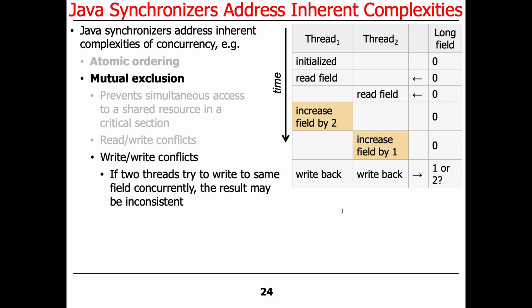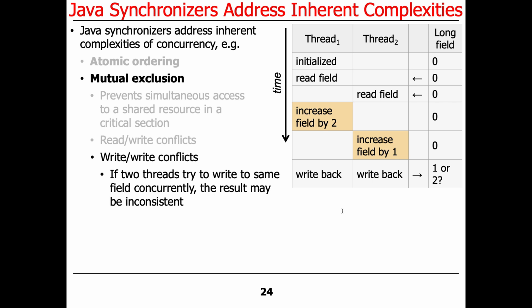There's another example, which is more or less the same thing, just a different variant. It's a write-write conflict. So here what we've got is thread 1 comes along, initializes the field to 0, reads the field, gets 0. Thread 2 reads the field, let's say it gets 0. Thread 1 increments by 2. Thread 2 increments by 1. And then they both try to write the value back at exactly the same time. And the question that arises is, is the value 1 or is the value 2 when we're done? That's a write-write conflict. We're writing the results back. And in the absence of synchronization, we don't know which of those things will apply.